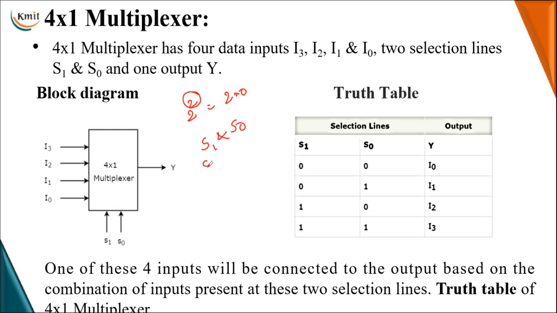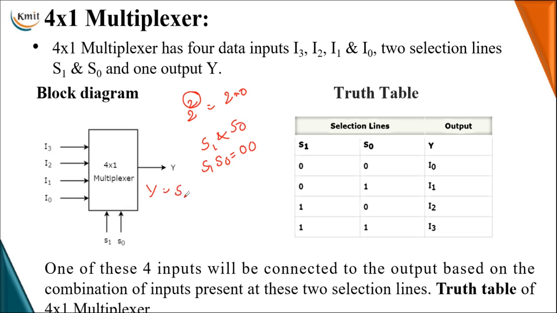If S1 and S0 are both 0, then the output will be transferred from the first input terminal I0. If S1 and S0 are 0 1, I1 is transferred. If they are 1 0, then I2 is transferred. When they are 1 1, I3 is transferred. Now let me go on to write the output expression of this 4:1 multiplexer.